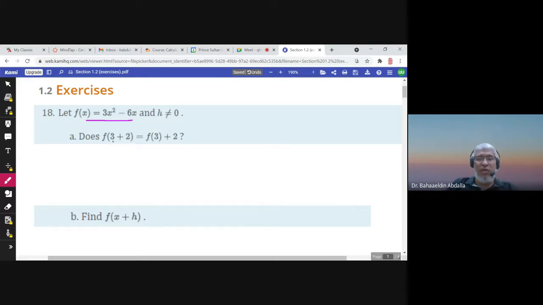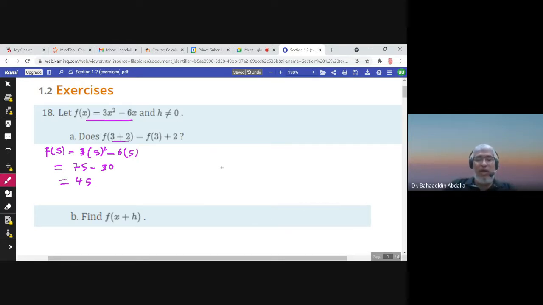Now 3 plus 2 here is 5. So f of 3 plus 2 is actually f of 5. To find f of 5, we replace x by 5. So I have 3 times 5 squared minus 6 times 5. Well, this would be 3 times 25, which is 75, minus 30. 5 times 6 is 30, and then the answer is 45. So this is f of 5.